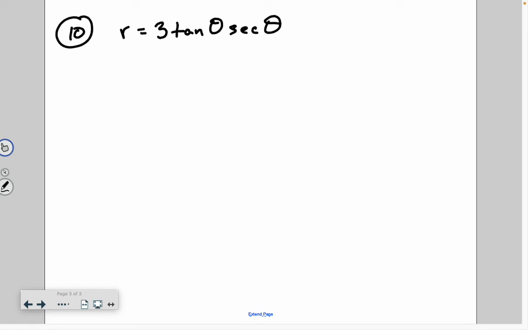When I see this, the first thing I see is a tangent of theta right there, which means more than likely I can take that out and put a y over x in its spot. I'm not going to do it on step 1 because I want you to see the process, but that's coming. The other thing that I see right away is a secant theta. We don't have any equation that has anything to do with secant theta. But what is secant of theta? It's 1 over cosine theta. We do have equations that have cosine theta in them. So I'm going to rewrite this to begin as 3 tangent theta times 1 over cosine theta.